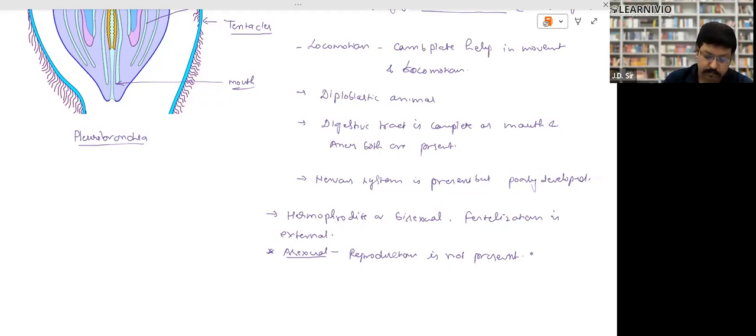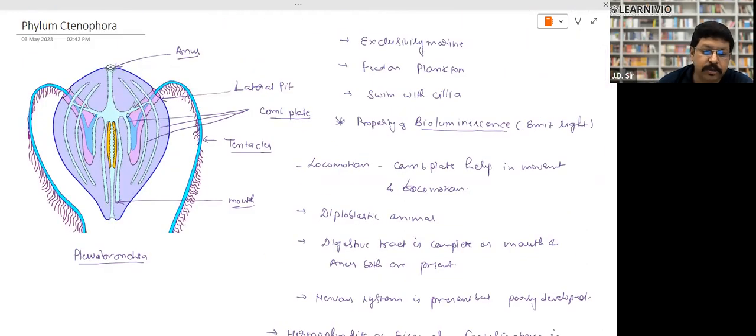Sir, they also have a common passage for the intake of food and the excretion? No. I have already told you, the mouth is there and the anus is on the upper side. So there are different passages. That's why the digestive tract is complete. If there is a common passage, then it will not be a tube within tube plan. We will call it a blind sac plan. So this was the Ctenophora.